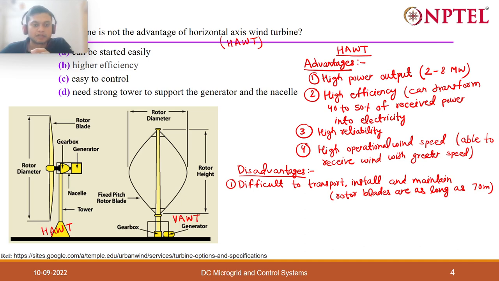While in the vertical axis wind turbine, the generator part is just at the ground level. So the operator can easily fix it if there is a problem in that part. While in the horizontal axis wind turbine, these things are very difficult to do.